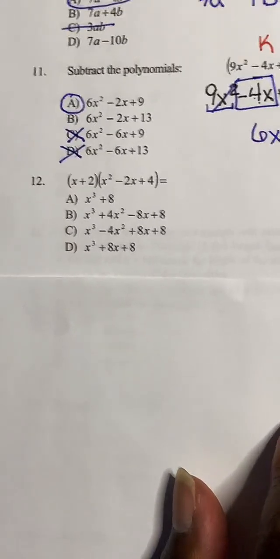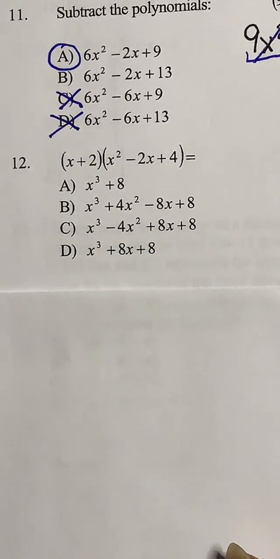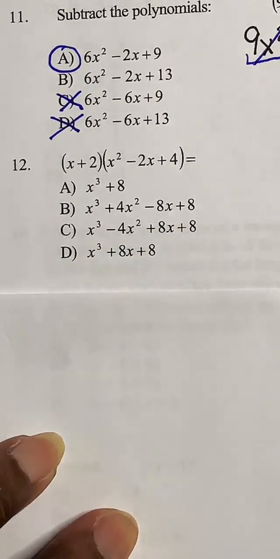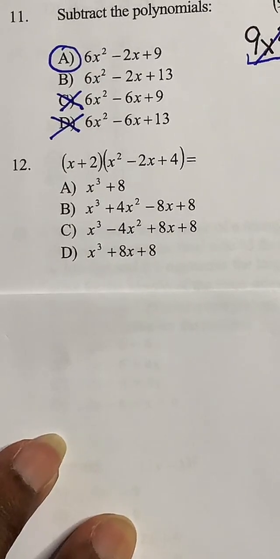Oh, test square. Hold on for a sec. Go ahead, test square. You got 5, 4, 3, 2, 1. All right. Okay. Number 12.